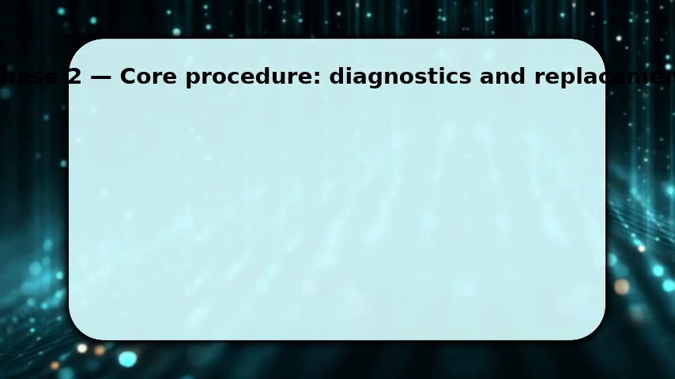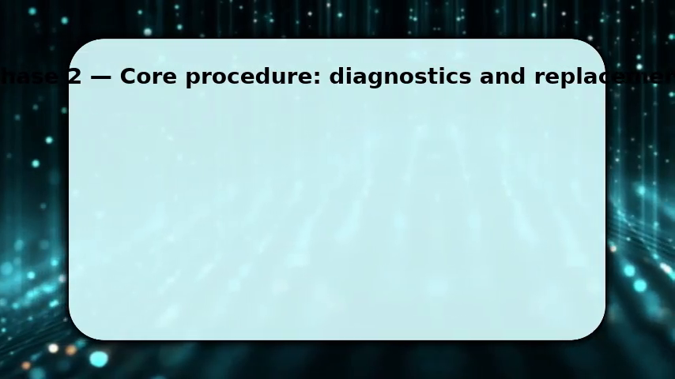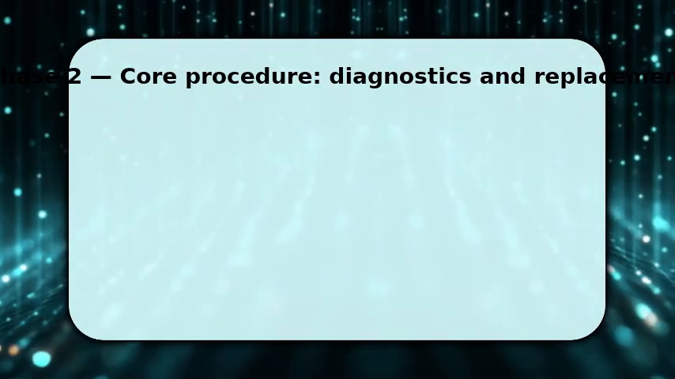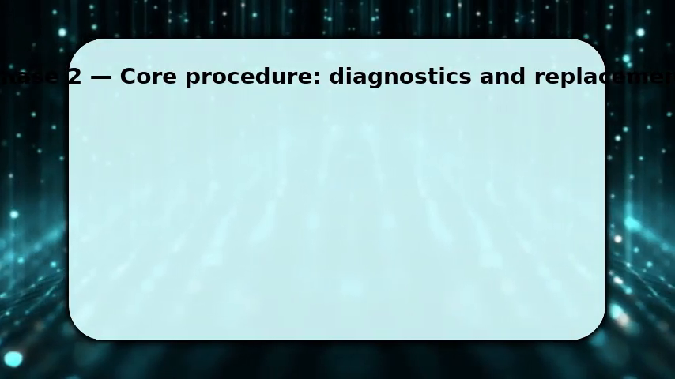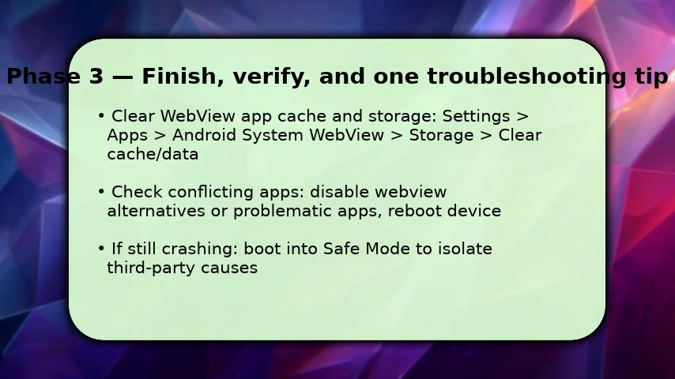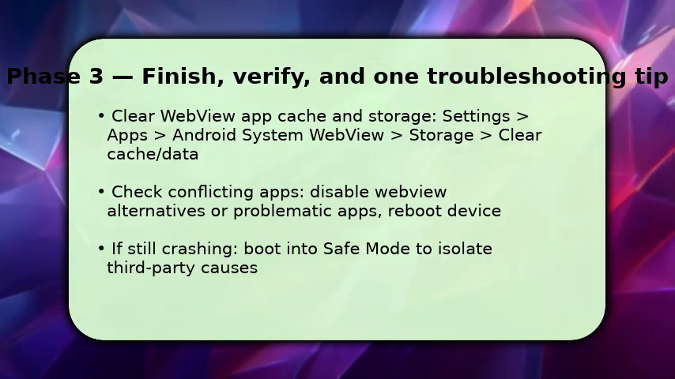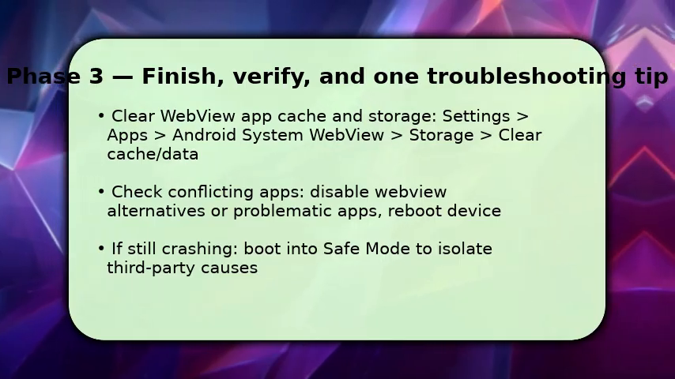If rollback doesn't fix it, uninstall updates, restart, and reinstall the latest release to get a fresh, clean install. Finish by clearing application data and caches. Go to Settings App's Android System WebView storage, then clear cache and clear data because corrupted data often causes stops.